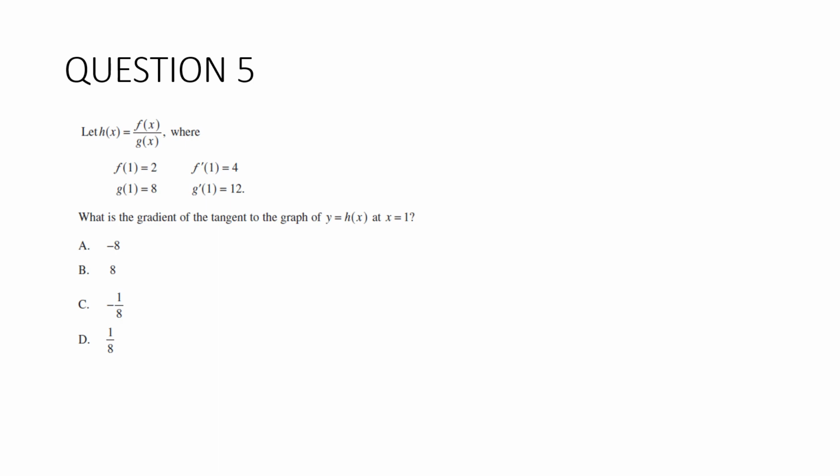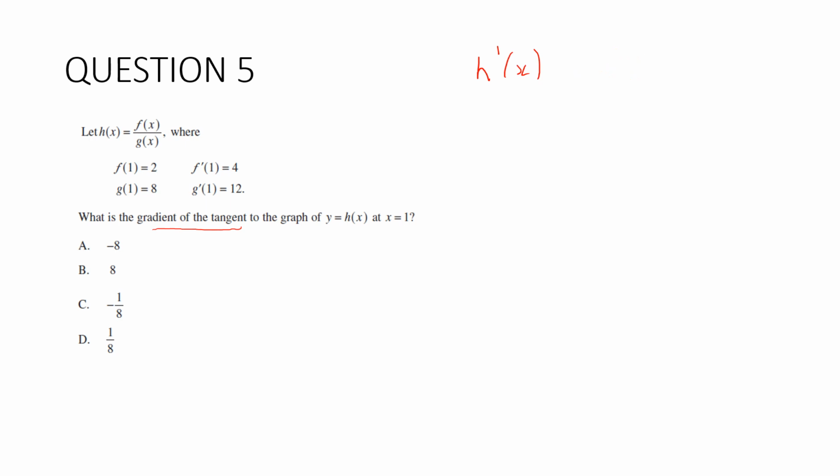Now this is becoming an increasingly common question. You can see that h of x is a division of two functions and we don't know what the functions are. If we want to find the gradient of the tangent, that should mean derivative to you. So we want to work out what h dashed of x is. Now it is not f dashed of x divided by g dashed of x. Why is that? Because it's a quotient and we need to use the quotient rule, don't we?